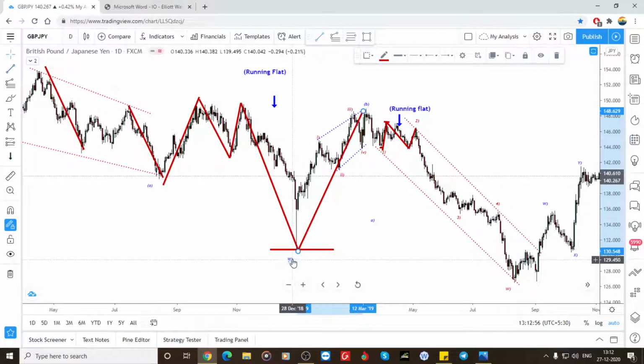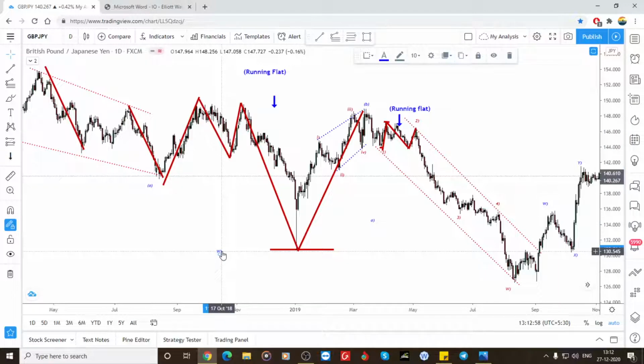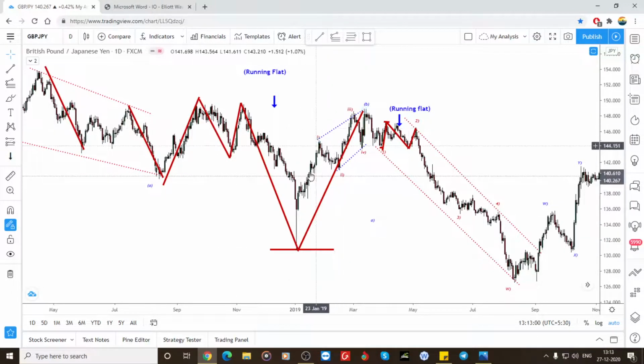So we can make this as a 1, ABC is a 1, ABC is a 2, ABC is a 3, ABC is a 4, ABC is a 5. So this is the ending diagonal triangle. It's not in 5 waves, it's all 3 waves in the 5-wave structure.